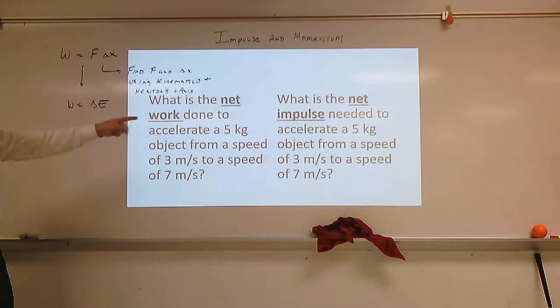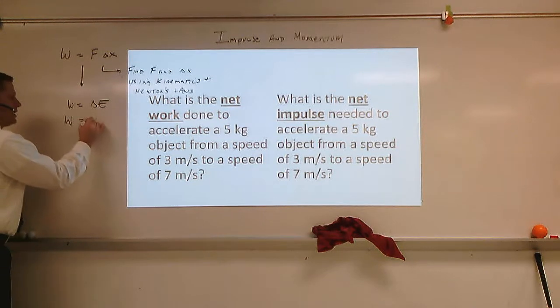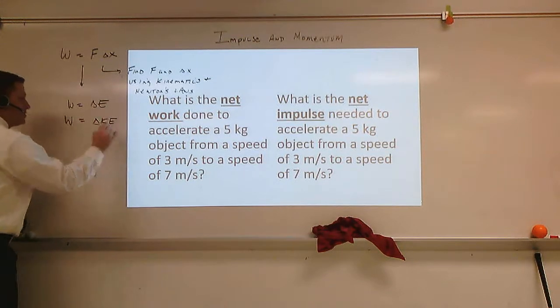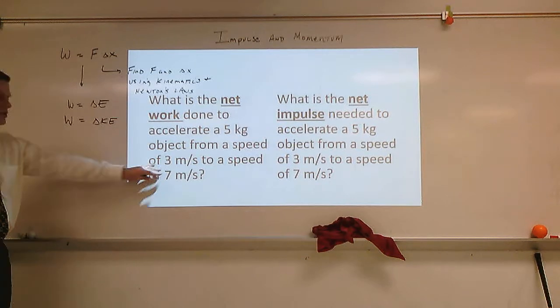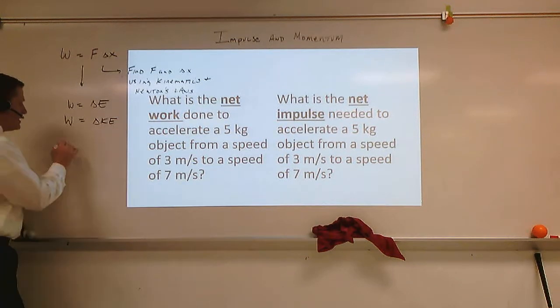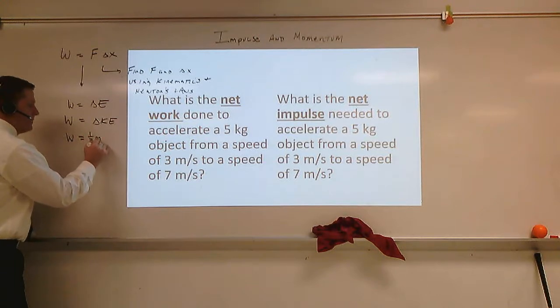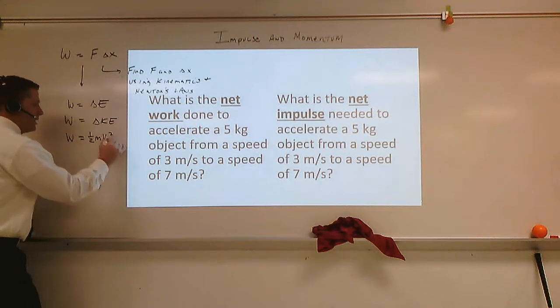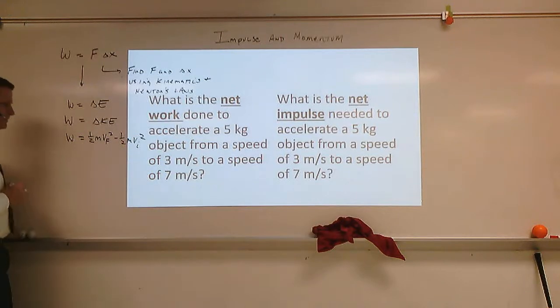Now, in this particular case, we're changing kinetic energy. So the work done here is equal to a change in kinetic energy. Well, why is there a change in kinetic energy? Well, there's a change in speed. So what is that change in kinetic energy? Well, it's 1/2 m times v final squared minus 1/2 m times v initial squared.